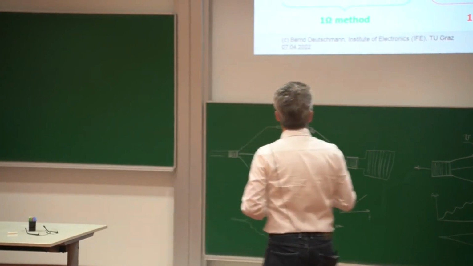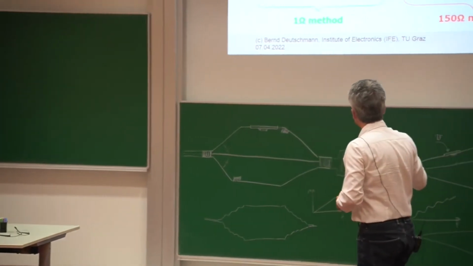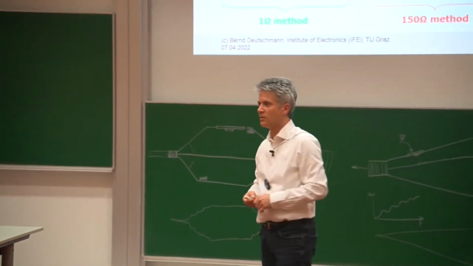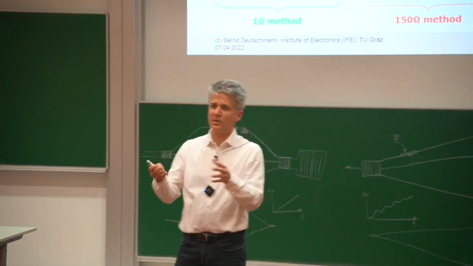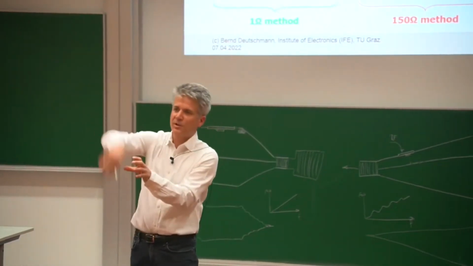So they came to the idea that we can also characterize the emission of the integrated circuit by measuring at the ground path. And there we can place a current probe to measure the current that is flowing really into the ground.